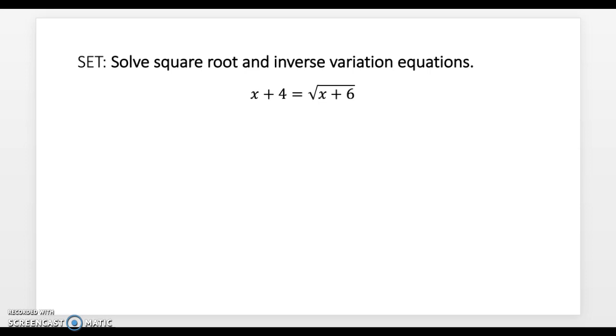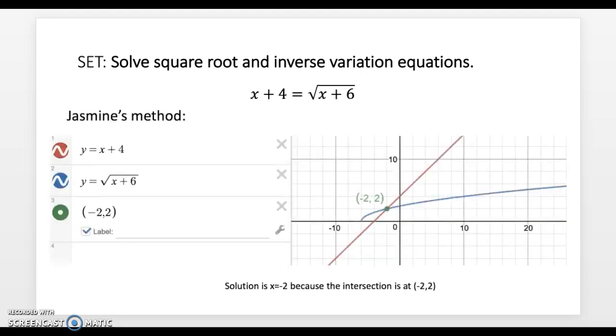Then in the set, we are going to solve square root and inverse variation equations. So instead of there being a number on one side and an expression on the other, we have two expressions equal to each other. One way to do this is to graph it and see what the intersection is, just like we were doing back in 6.6. So Jasmine's method was to do just that. She plugged in both sides to Desmos, or her graphing calculator, and saw where they intersected, and that was her solution. So the solution is x equals -2 because the intersection is at (-2, 2).